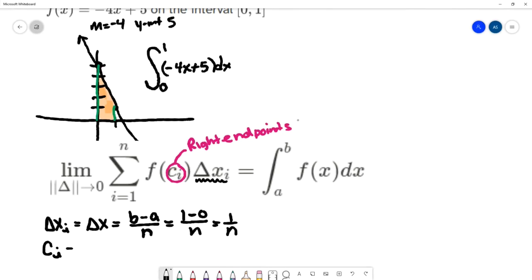So our ci, our secret sequence of points for all of those rectangles, is going to be a, that's our lower bound, plus delta x times i. So this will give us a sequence of right endpoints. Our lower bound is 0. We just found our delta x to be 1 over n, and we have that multiplied by i. So our sequence of right endpoints for our rectangles will be just i over n.